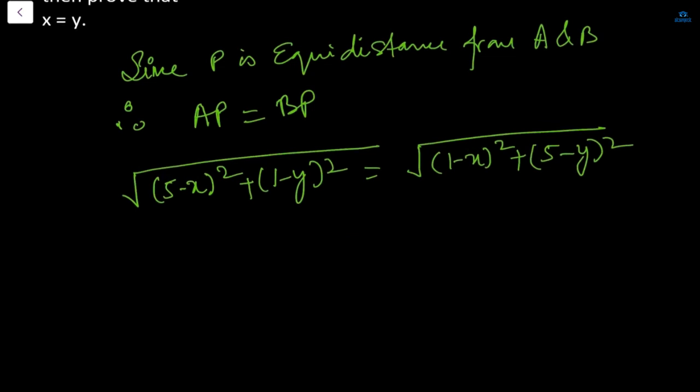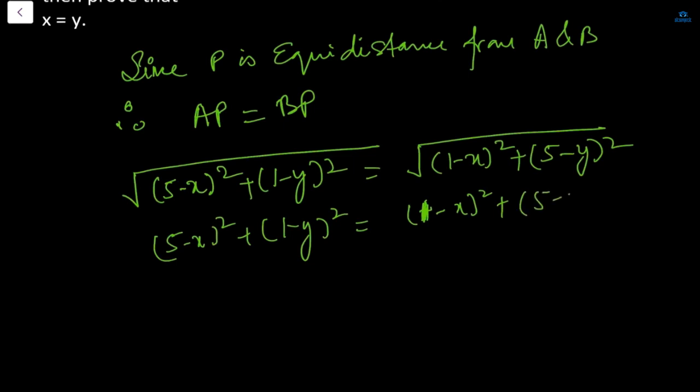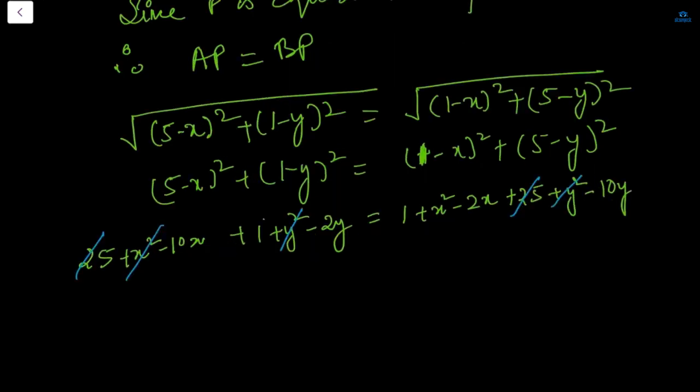You can square on both sides. So you get (5 minus x) whole square plus (1 minus y) whole square is equal to (1 minus x) whole square plus (5 minus y) whole square. Now you can open the square. You know how to open (a minus b) whole square: a square plus b square minus 2ab, and then what are the same, you add up and get the answer. Solve this. I'm getting 8y is equal to 8x. Y is equal to x. Got it, Ridhima? Yes, ma'am, got it.